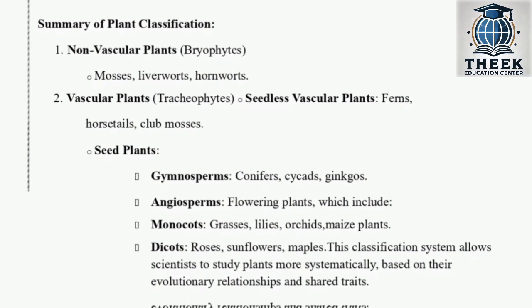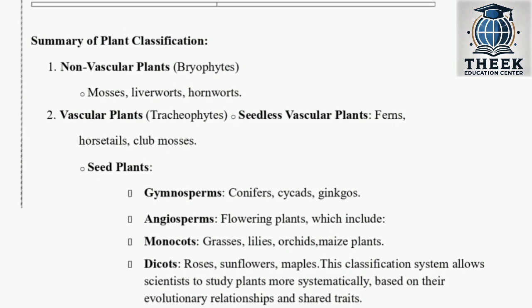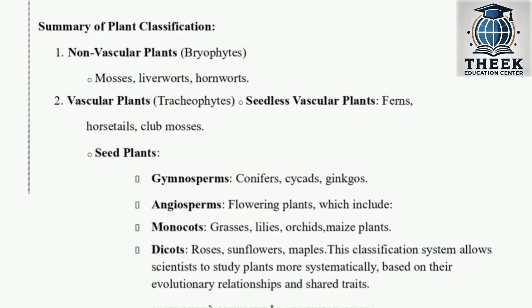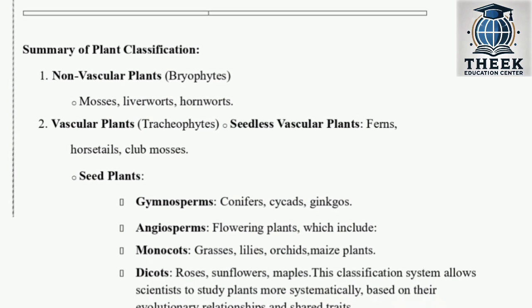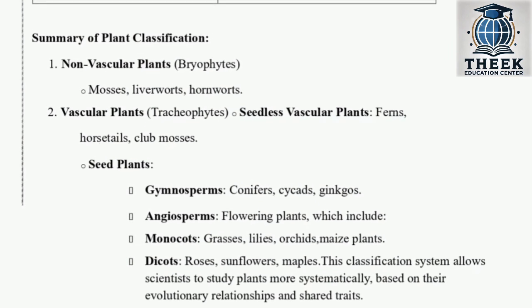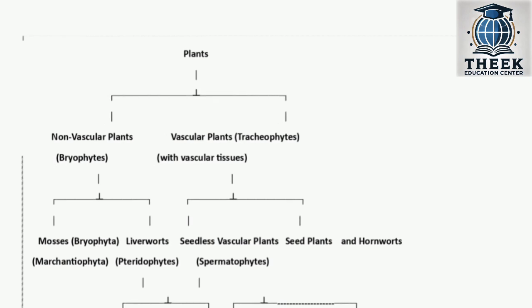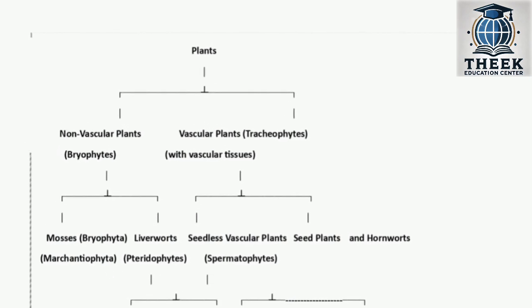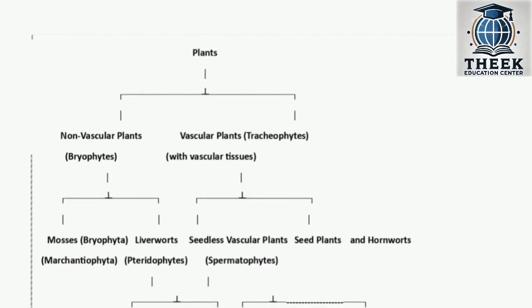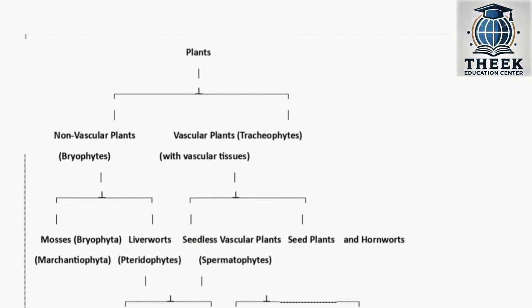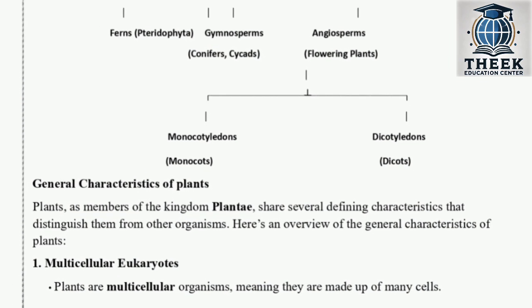Then you have the vascular plants, which are the seedless vascular plants. In this case, we can say the pteridophytes are the seedless vascular plants. Then you have the vascular plants which are the spermophytes.